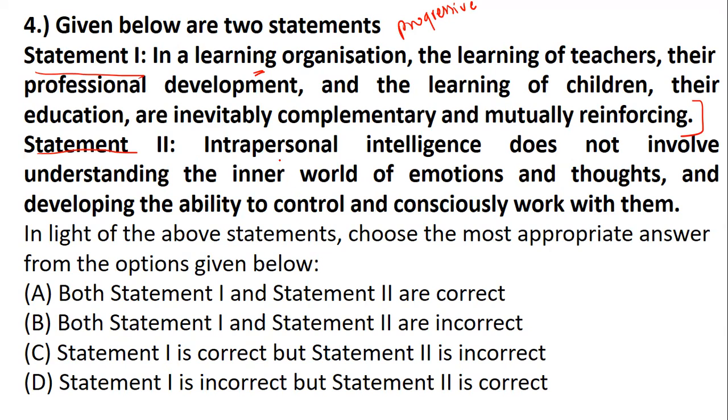Statement 2 says that intrapersonal intelligence does not involve understanding the inner world of emotions and thoughts and developing the ability to control and consciously work with them. So, what does it mean? Intrapersonal communication or intelligence, it's something within. So, any education or intelligence which is within does not involve understanding of the inner world of emotions or thoughts or ability. So is it right, is it wrong?